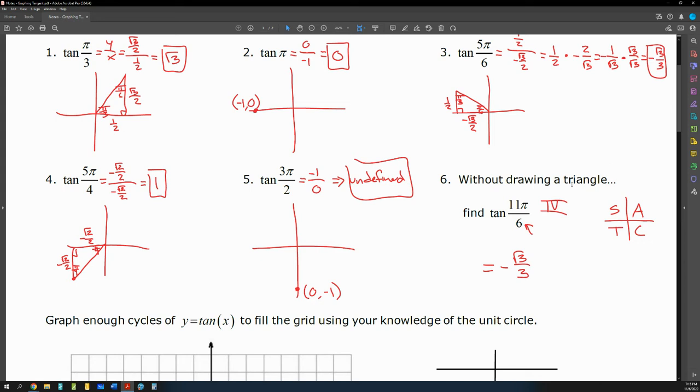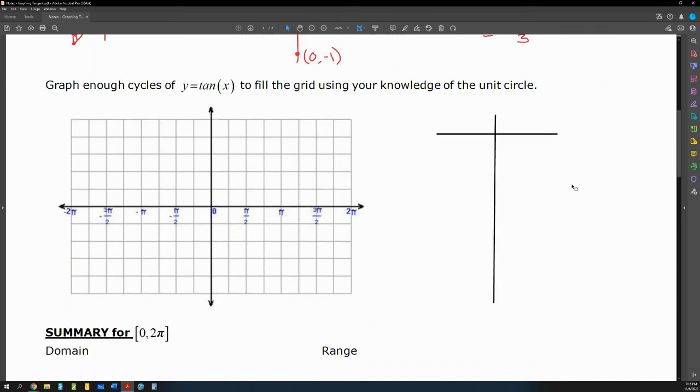Okay? All right. So let's go ahead and graph enough cycles of y equals the tangent of x to fill the grid using the knowledge of the unit circle. So I'm going to do a table of values, and I'm just going to start choosing some of those values. I'm going to say 0, we're going to do pi fourths, we'll do pi halves, 3 pi fourths, we'll do pi, 5 pi fourths, and we'll go all the way up to 2 pi, counting up by pi fourths. So 3 pi halves, 7 pi fourths, and 2 pi.